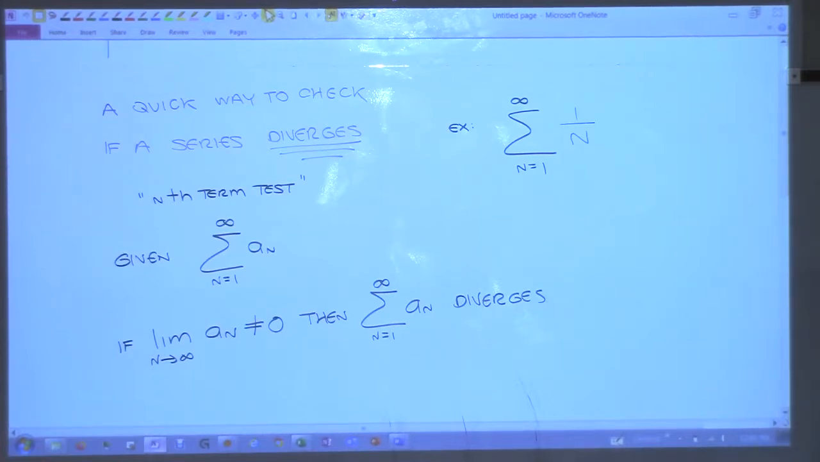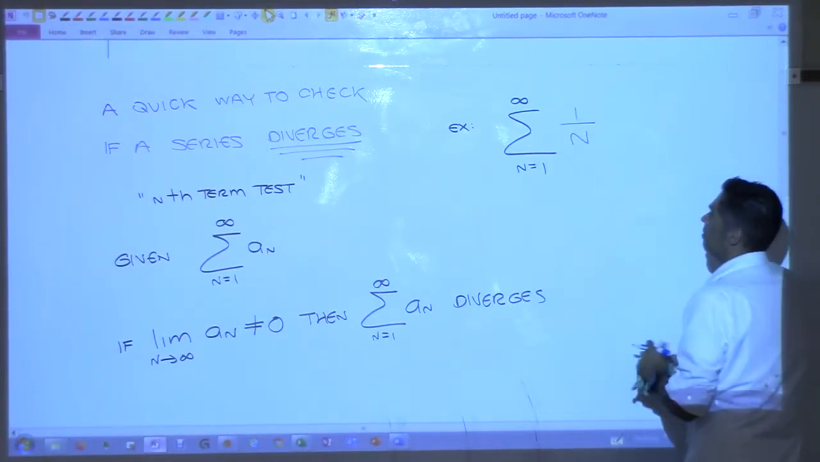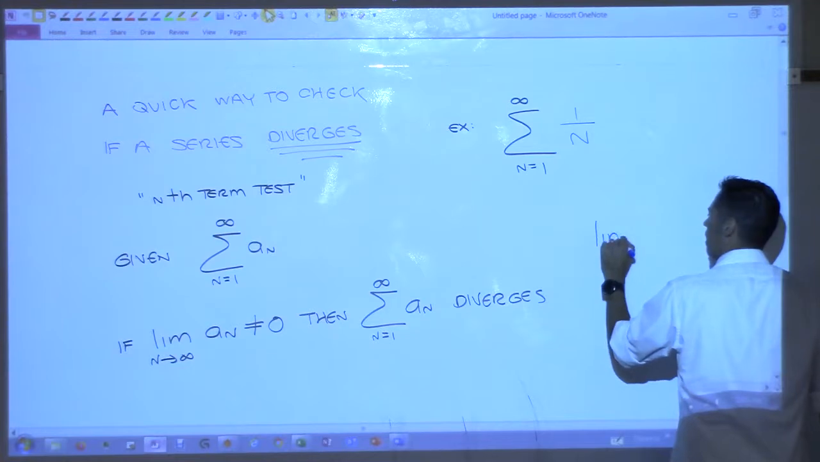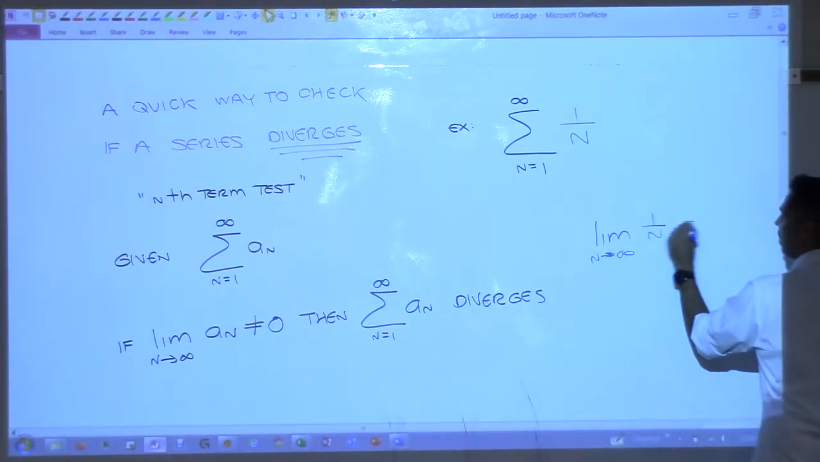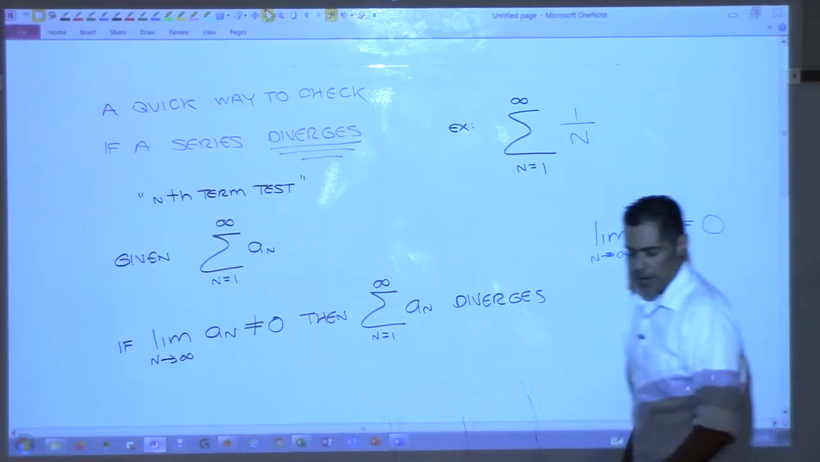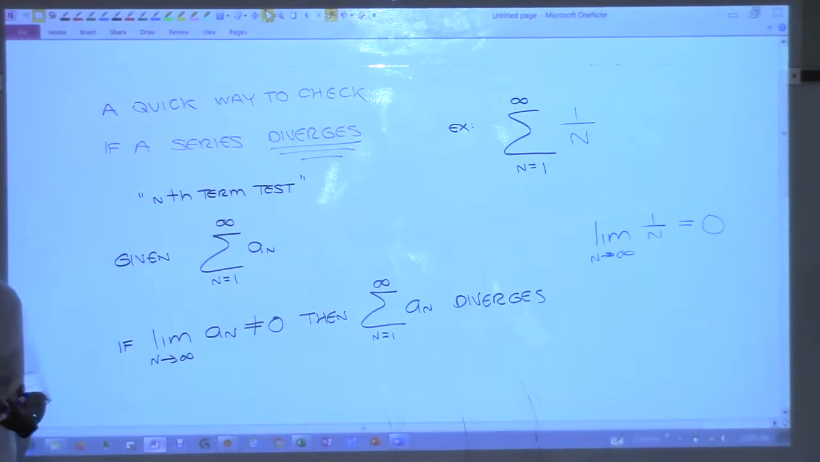Okay, let's run the nth term test first. It's the only test we have at this point. So does this thing converge or diverge? So I do the limit as n goes to infinity of 1 over n, and what's our answer? It's 0. Okay, what does that tell us? Convergence. What does the chart say? Inconclusive.